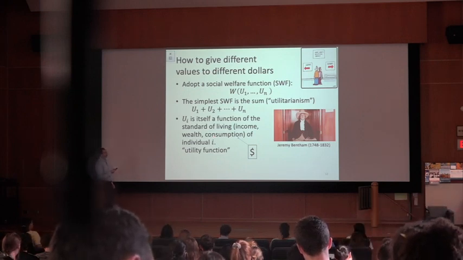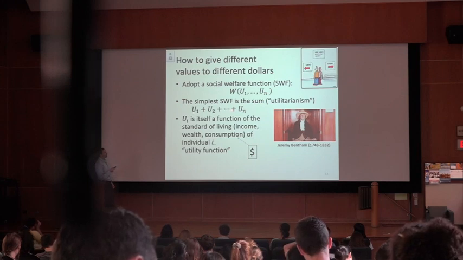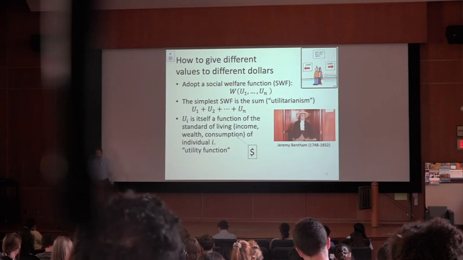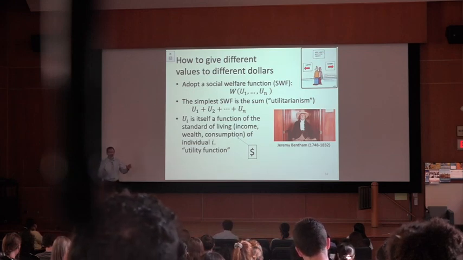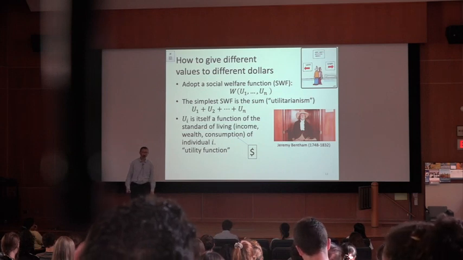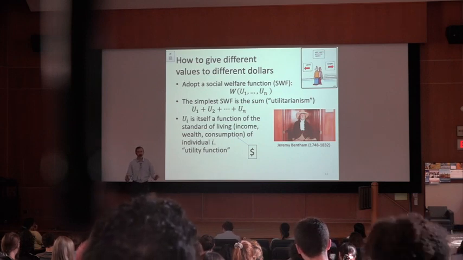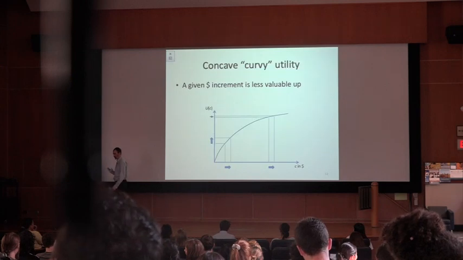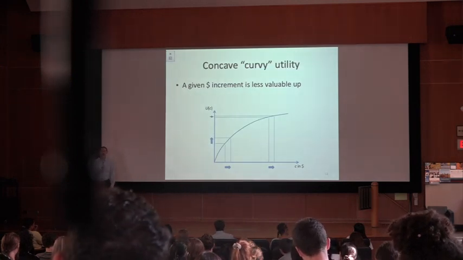So you see how it works. So we'll put dollars as arguments of these utility functions. We'll add that up, and that will give us the social welfare. Is that clear? Is there any ambiguity about the way this works so far? No? Everybody happy? Okay. So how do you choose your utility function?